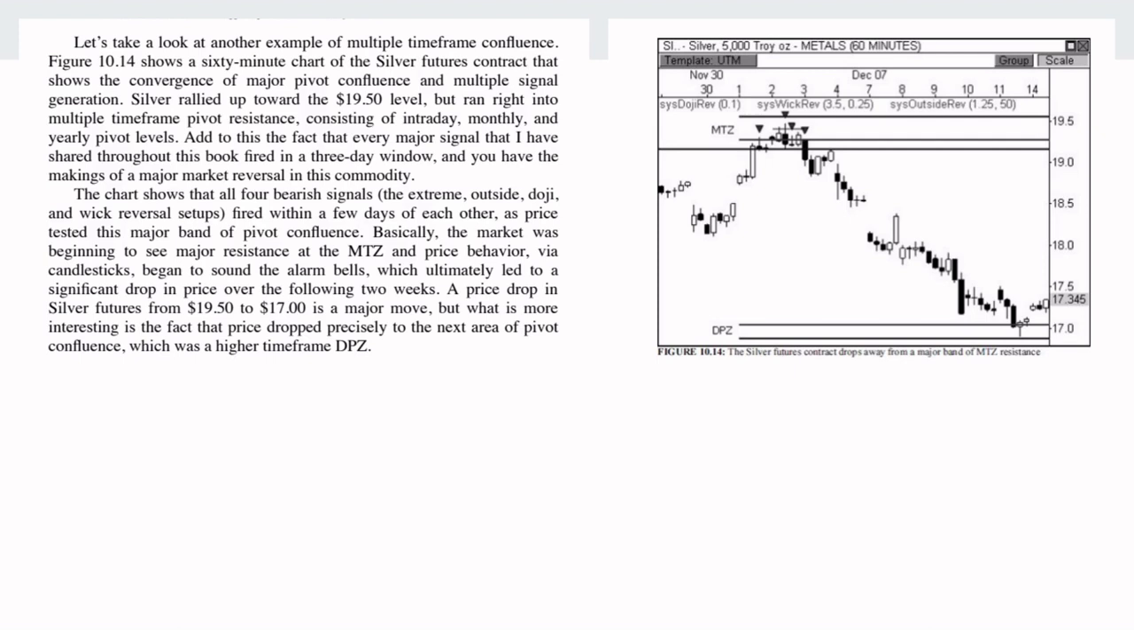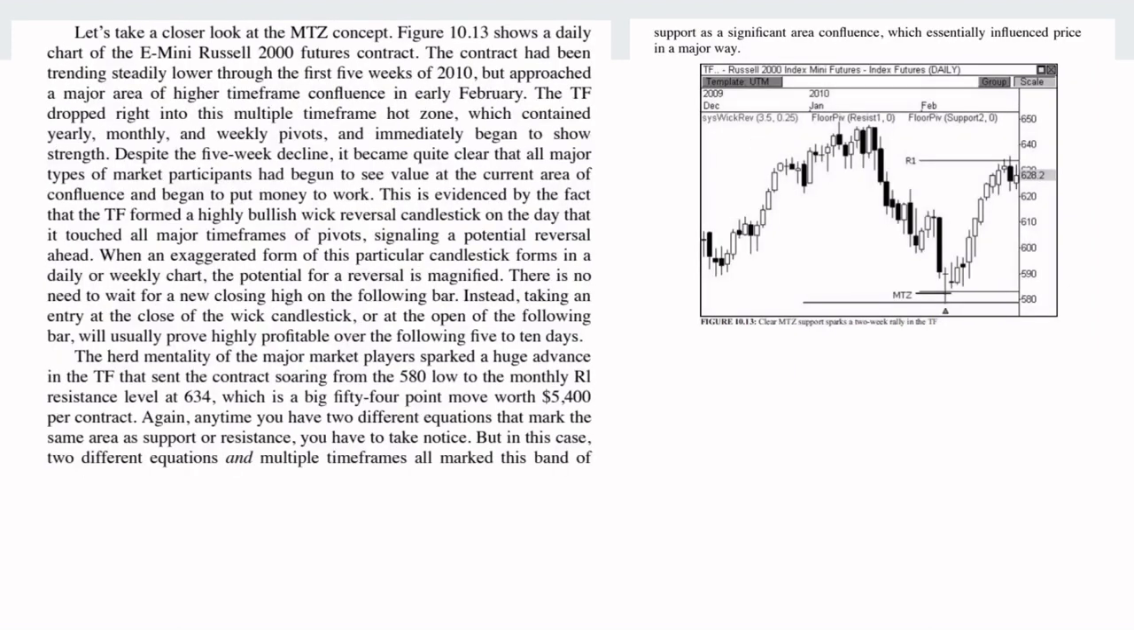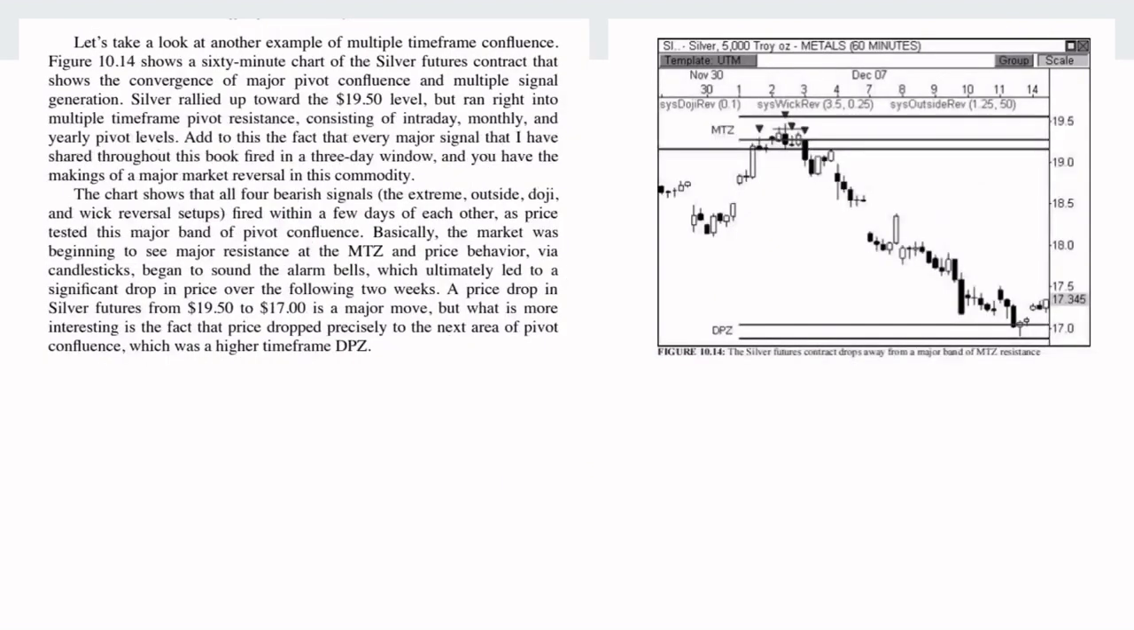That is on silver. The previous one was on index futures, so what he is trying to say is that this concept works in index futures, and now we are going into silver, to show that it works well in MCX also. Here he is going into the 60 minutes time frame, and he is expecting a major pivot confluence formed at the $19.5 level, which he has marked as MTZ.